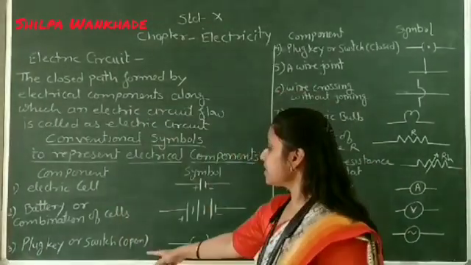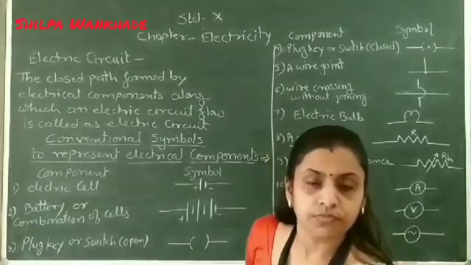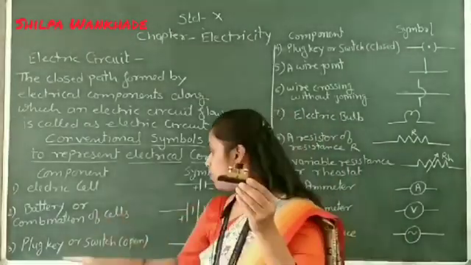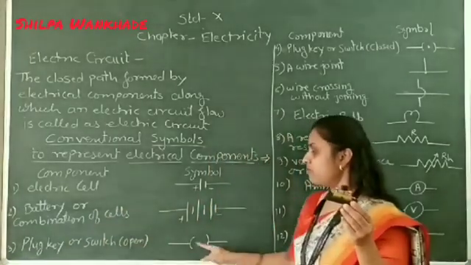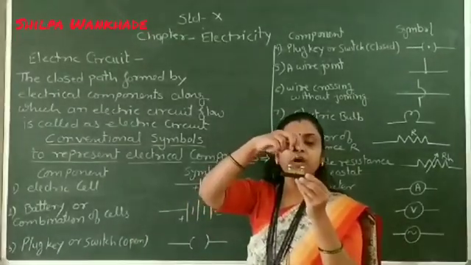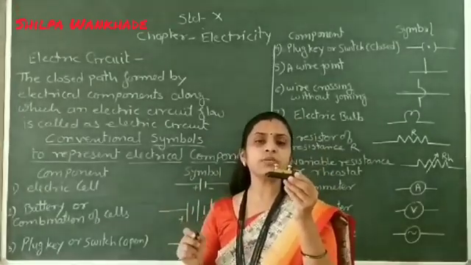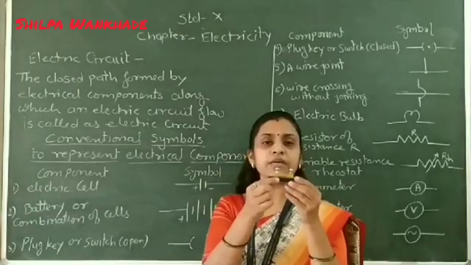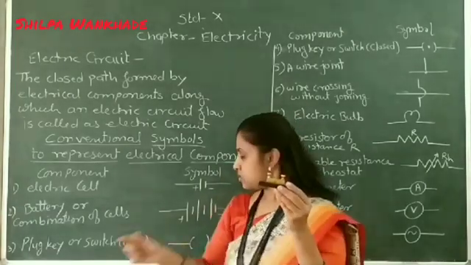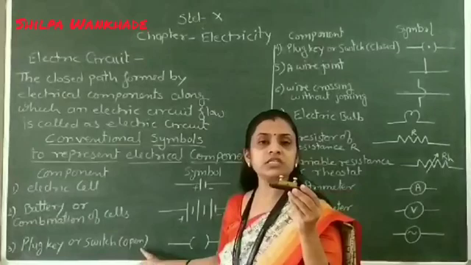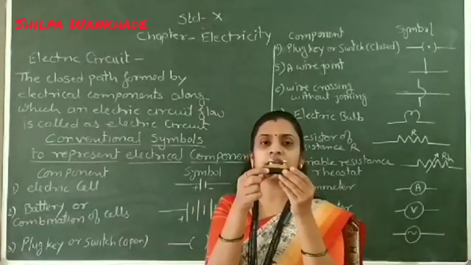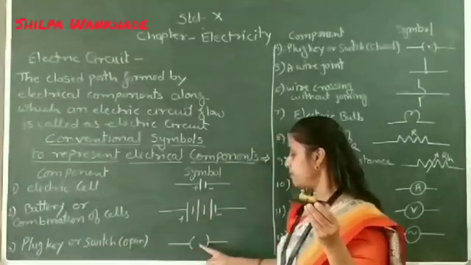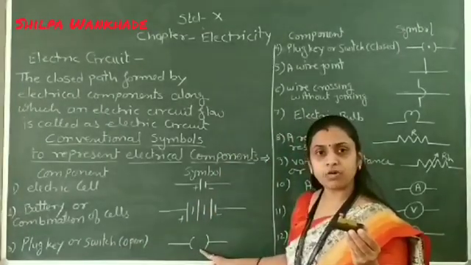Now next is the plug key or switch. This is the instrument, the plug key. The plug key is denoted by this symbol when the switch is open. Now when it is open, it means the current does not flow through the circuit, that is, the switch is off. Switch open means switch off. It means it is not connected in the circuit.